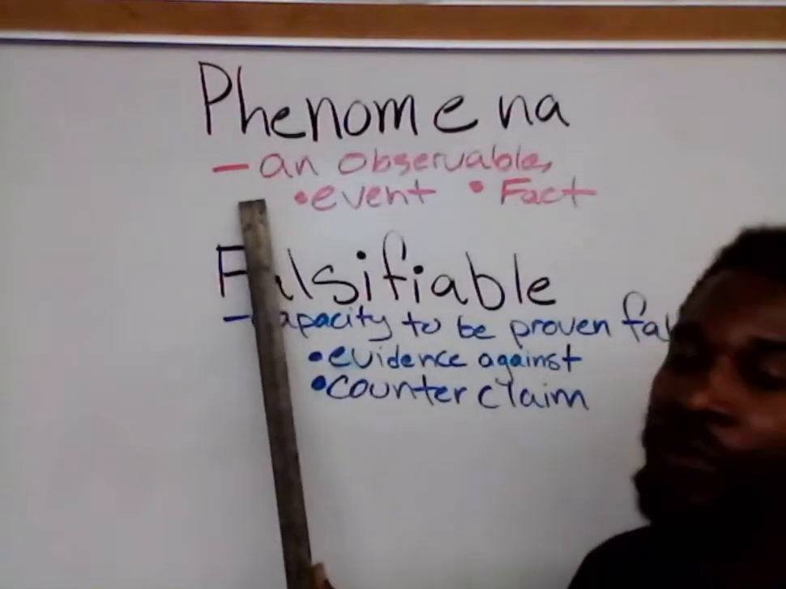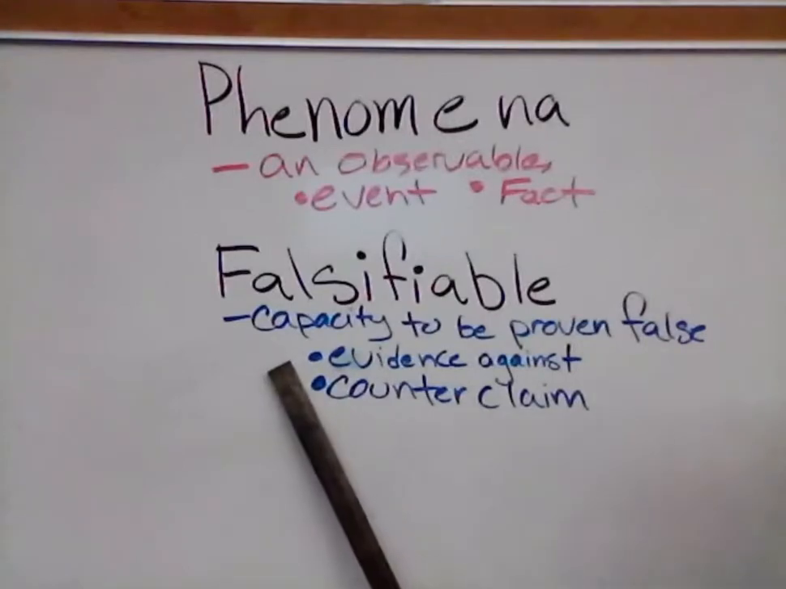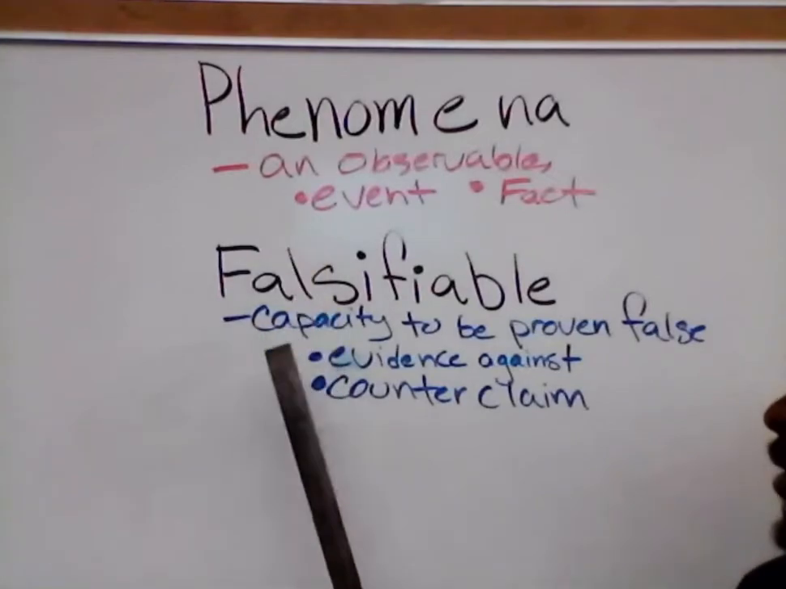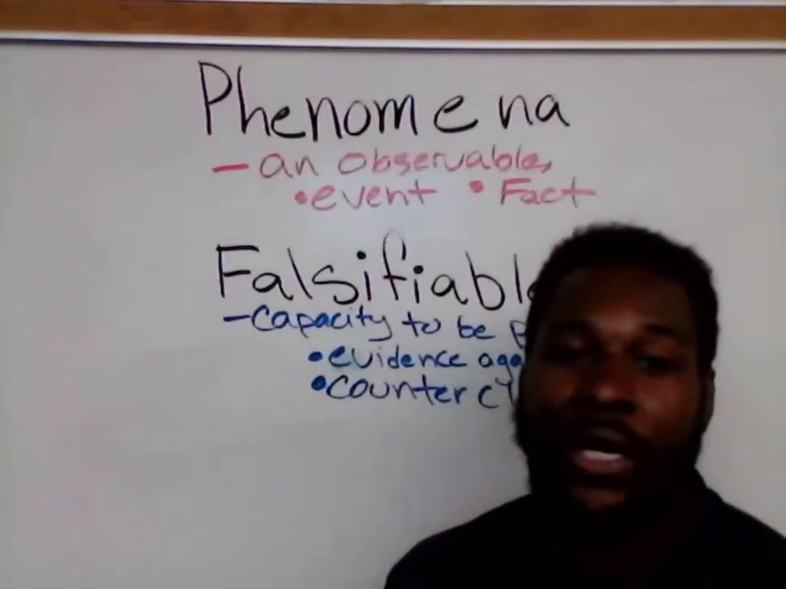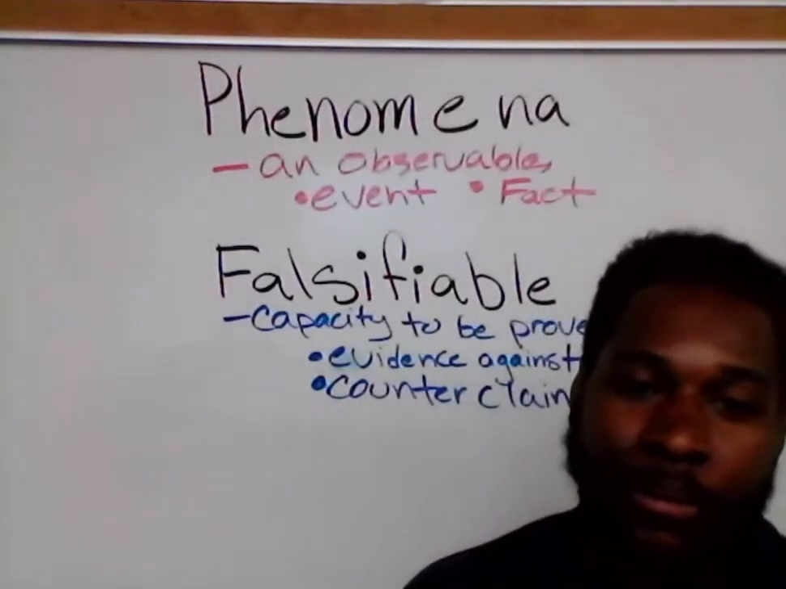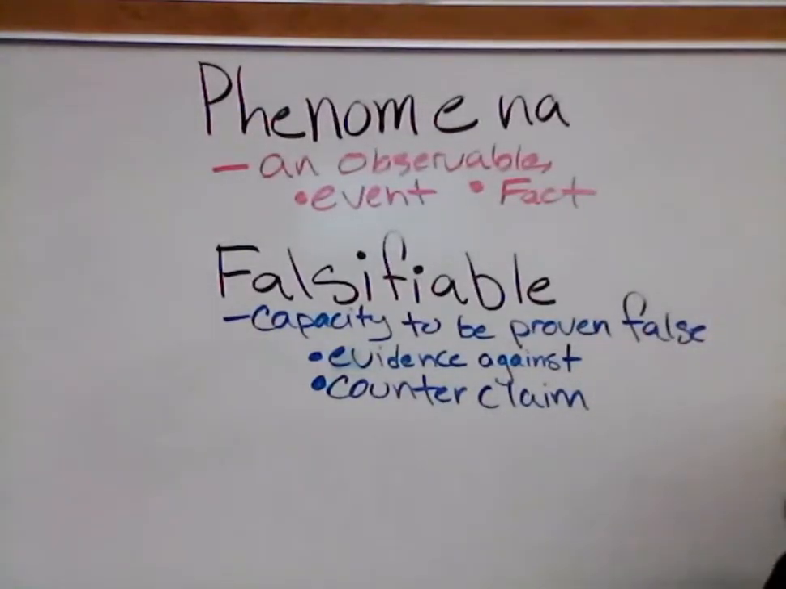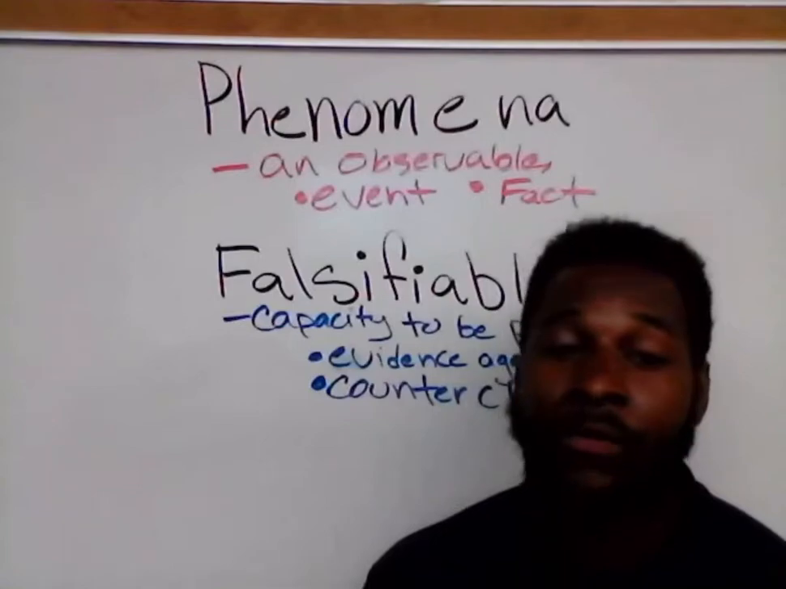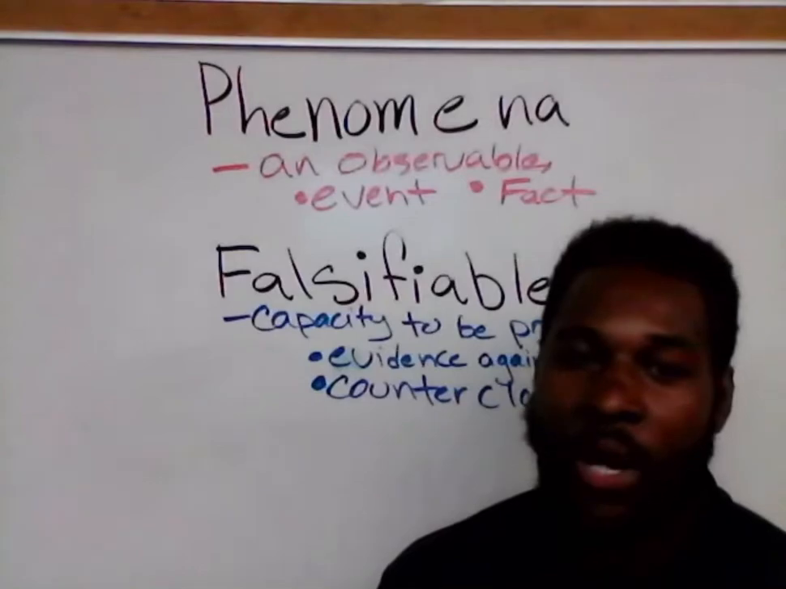So, in the case of a phenomenon, in the event, did you see the tornado? That is an event that can be observed. The evidence against that event is saying, no, I did not see the tornado. I live in Florida. We didn't have a tornado. You can have a counterclaim. Did you see the tornado? No, I live in Florida. Did you see the hurricane? No, I live in Oklahoma.